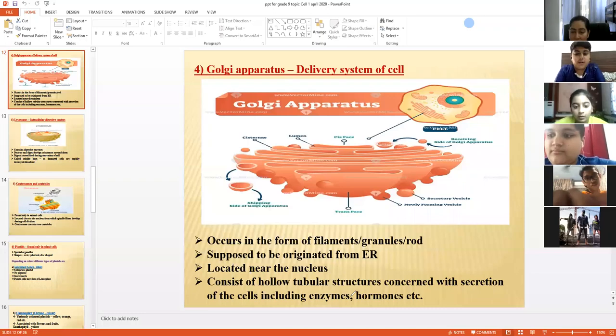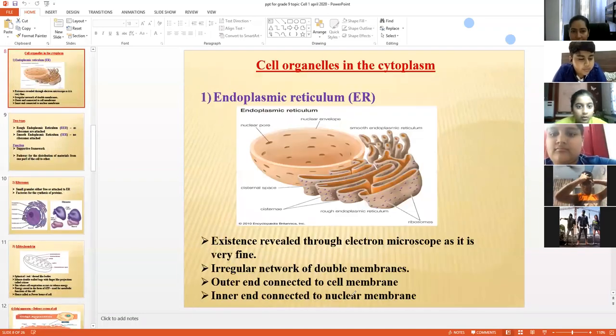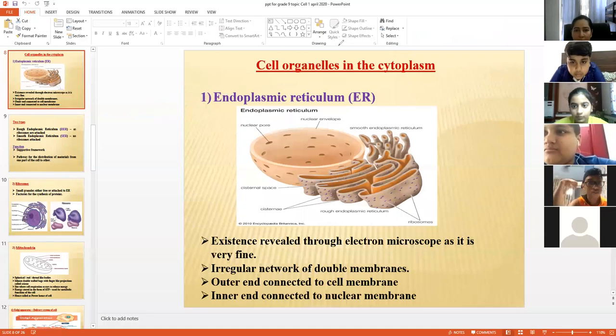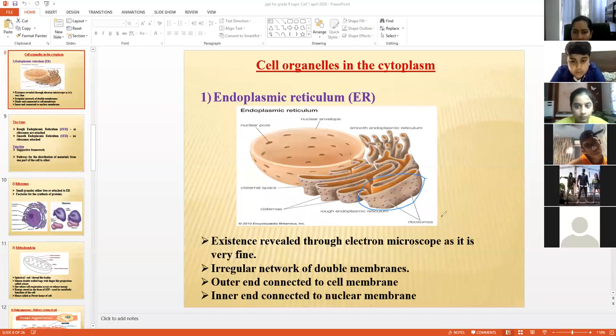Can you go to the endoplasmic reticulum? I had a doubt in that. Yes, ma'am. What is the outer part? Here, can you see this part? One minute. This is the outer part. I'm highlighting it. This is the outer part and this is the inner part. Why is this the inner part? Because the nucleus is located inside. The inner part of that little bowl-like structure. This is the inner part of the cell, but this is a nucleus. I'll show it to you again. One minute.